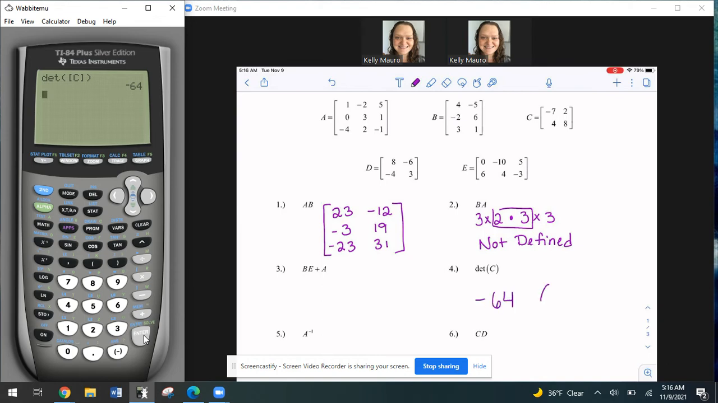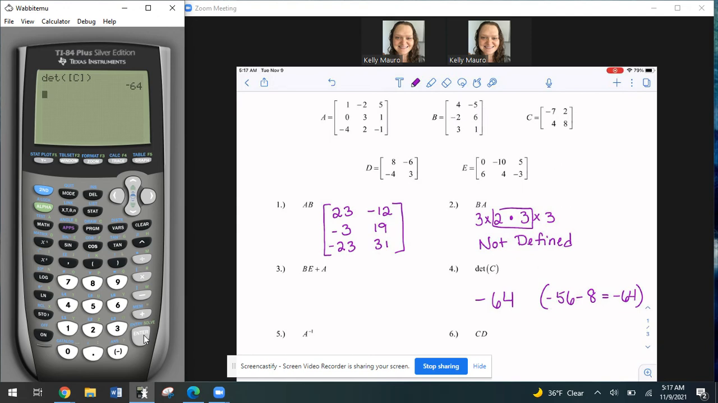And if we had done that using diagonal down minus diagonal up, I would have had negative 56 minus 8, which is in fact negative 64. So that's how we would have done it by hand. Okay, so you can use this to find determinants as well.